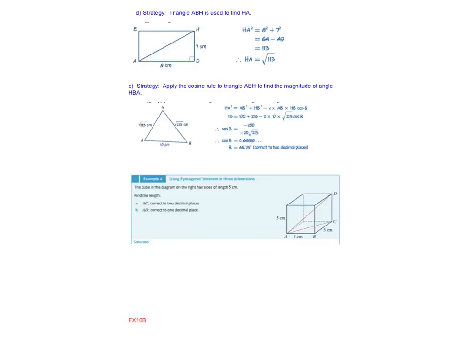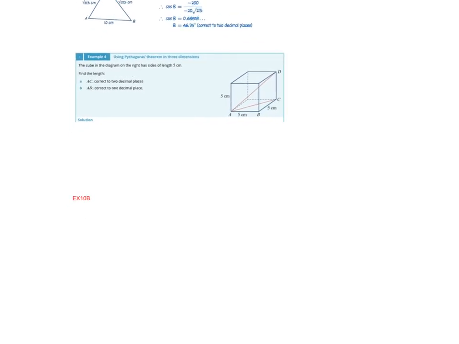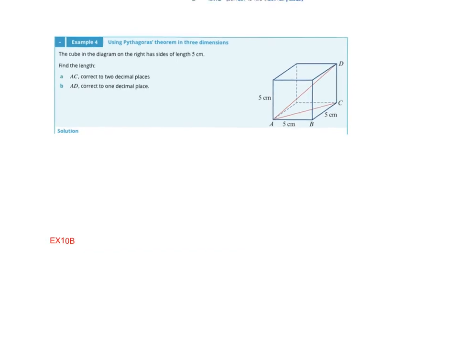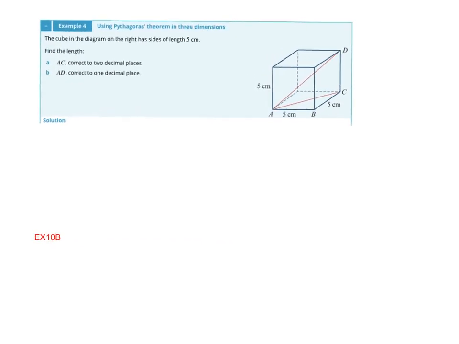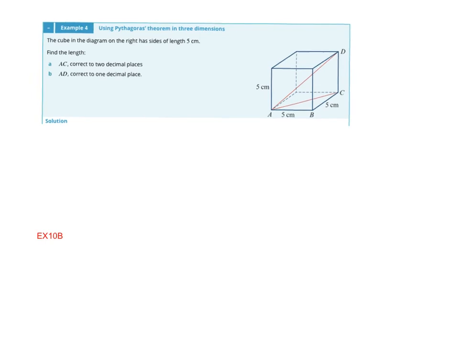So you don't have to do the manual way, just do it on your calculator. But I'm going to move on and do actually this one down here, this example here. All right, so that we can do one together as such. All right, we have a cube in the diagram on the right, has side lengths of 5 centimeters, so I can see that there. The length of AC to 2 decimal places. So we want AC in 2 decimal places. Make sure you're highlighting that.